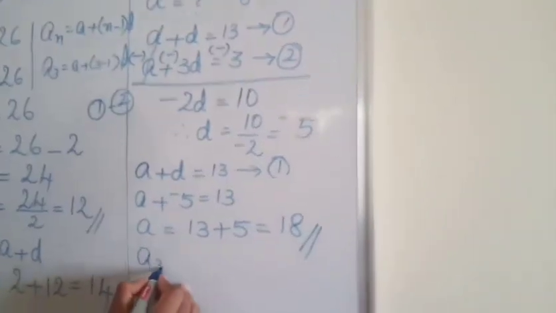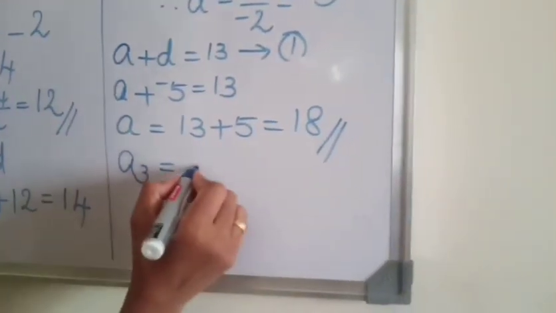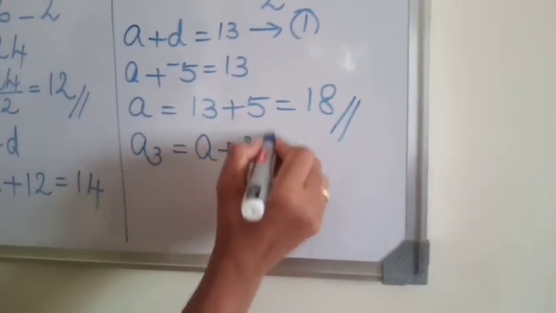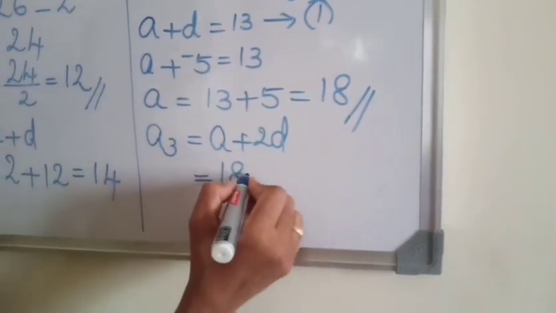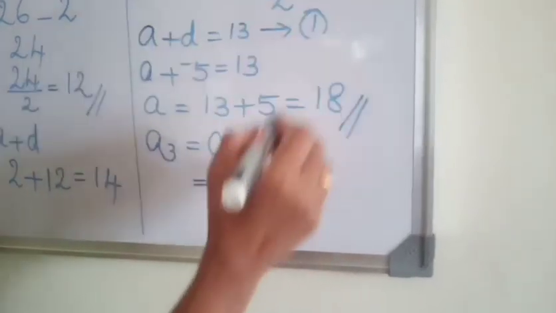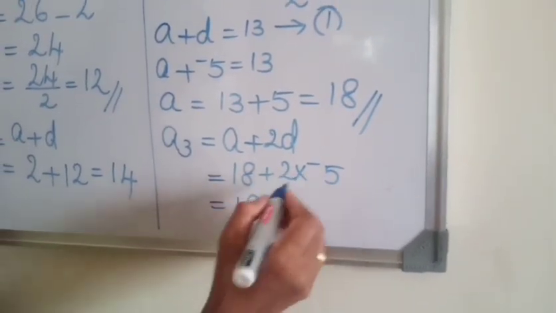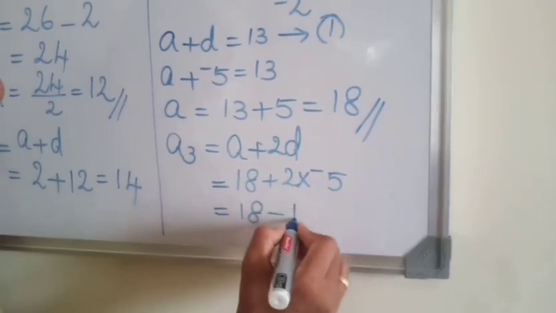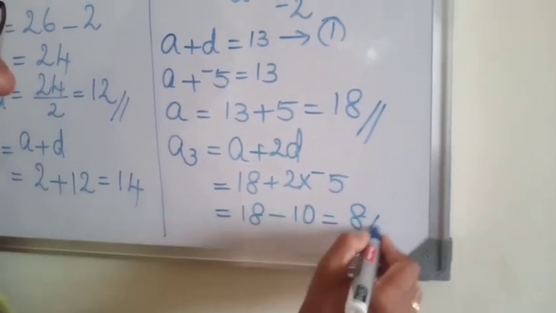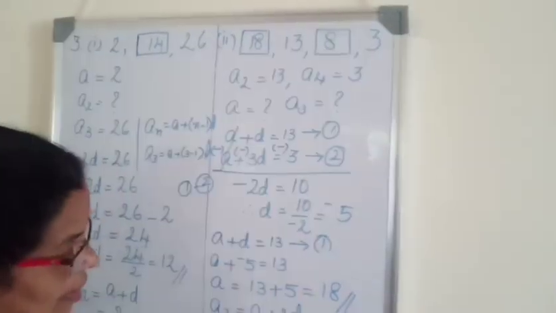Now we wanted to find out the third term. Third term, as I told you, A3 is nothing but A plus 2D. A is 18 plus 2 into D, minus 5. 18, 2 into 5 is 10, plus into minus is minus, 18 minus 10, it is 8. So the third term is 8.